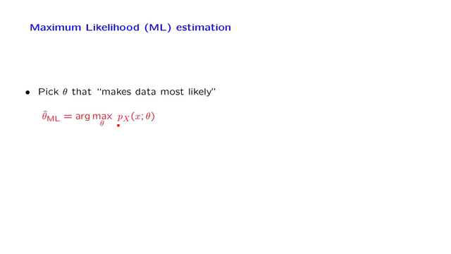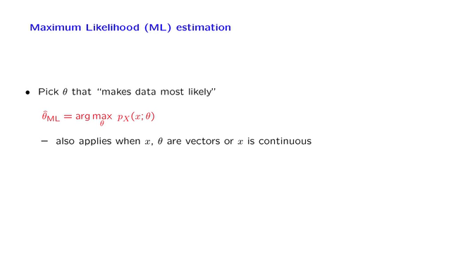Here I wrote a PMF. That's what you would do if x was a discrete random variable, but the same procedure, of course, applies when x is a continuous random variable. And more generally, this procedure also applies when x is a vector of observations and when theta is a vector of parameters. But what does this method really do?